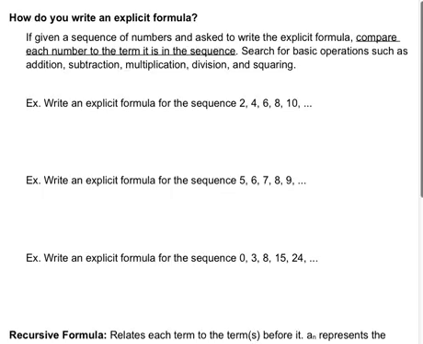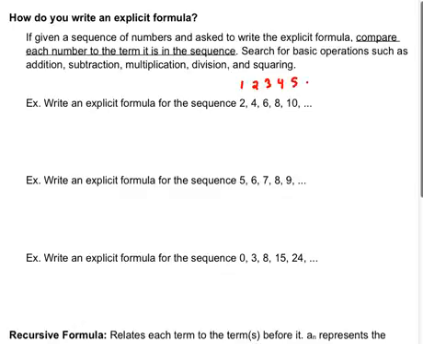The little more difficult piece is what if I ask you to write it for me? What if I'm asking you to write me the explicit formula? Well, when I'm asking you to write one, you need to compare each number to the term it is in the sequence. So what that means is if I want the explicit formula here, this is the first position, second position, third, fourth, fifth, so on and so forth.